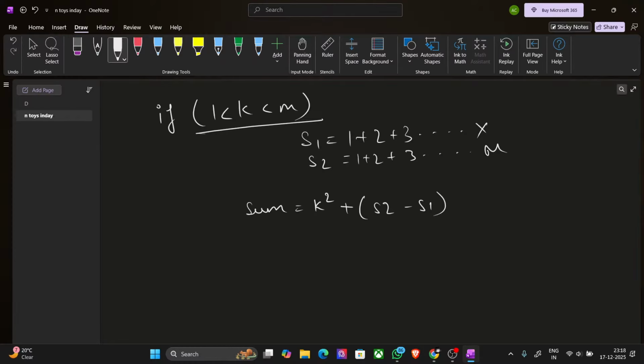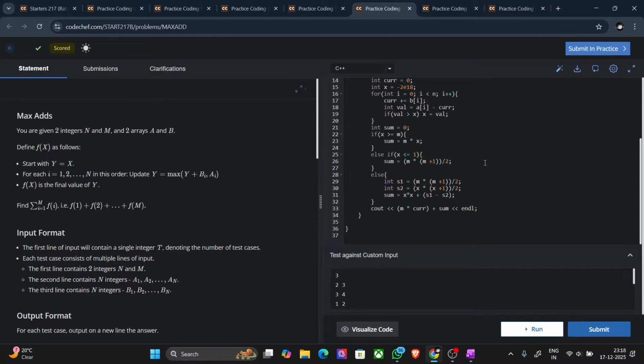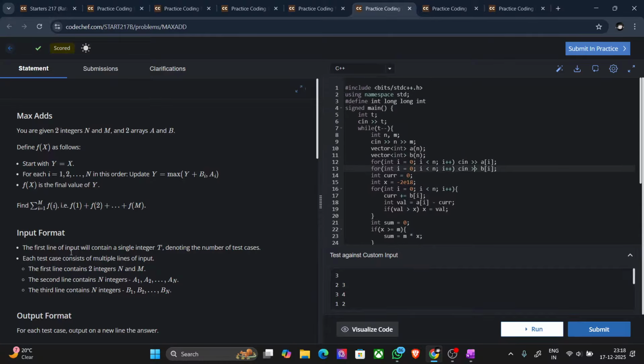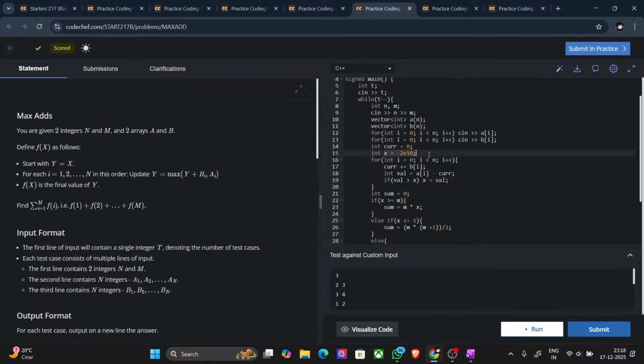Okay, so let's move toward the solution for this problem. So as you can see, I have taken n and m as input. I have taken the arrays a and b as input here. This is my current value, and this is my x, which is k, obviously.